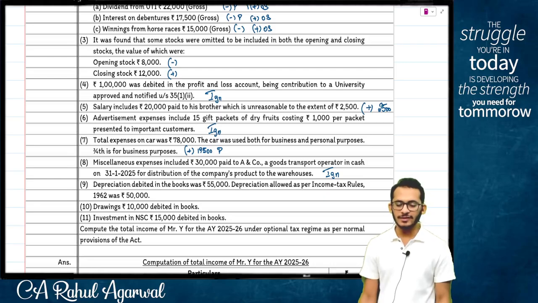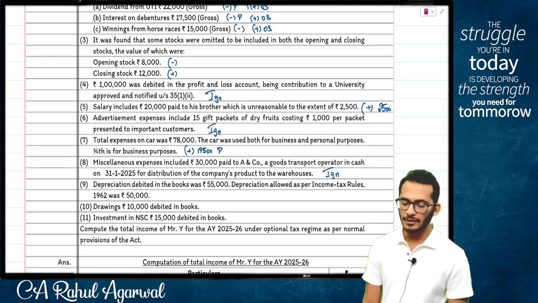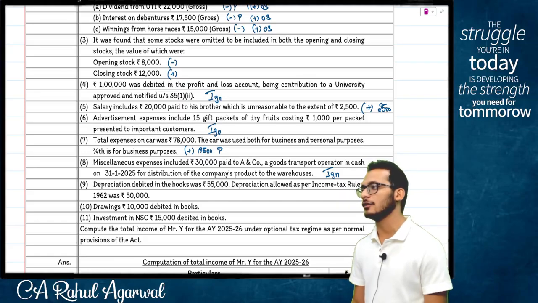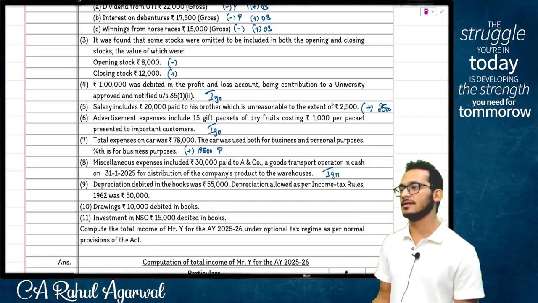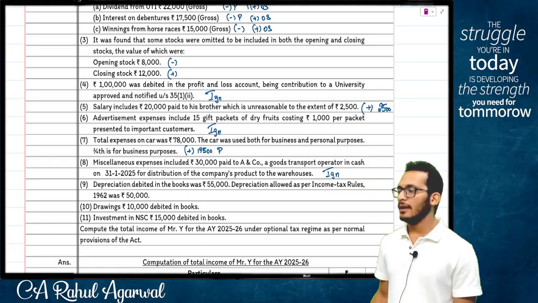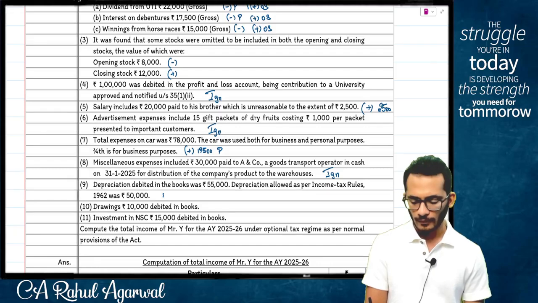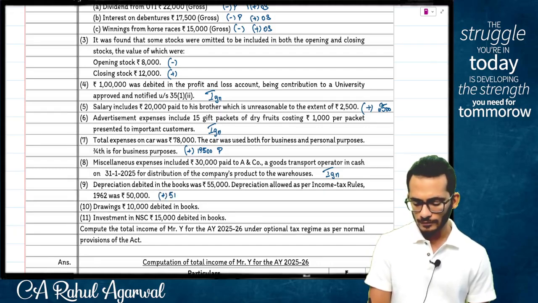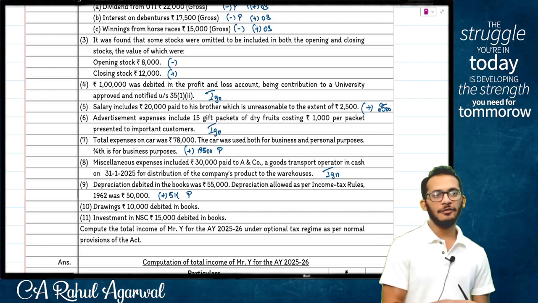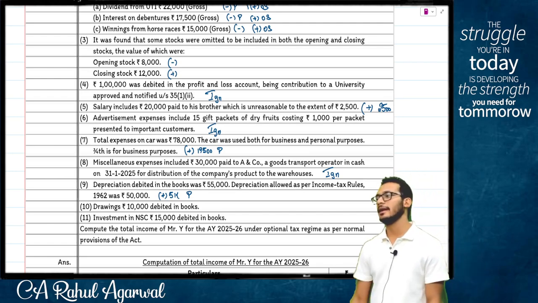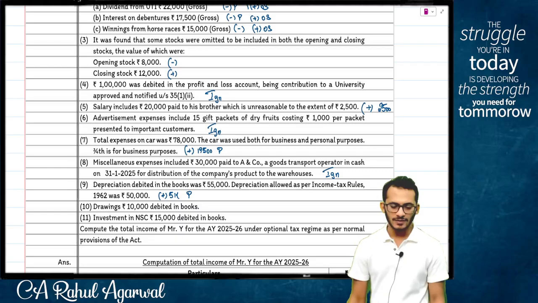Next, depreciation which is debited in books is 55,000. Depreciation allowed as per income tax is 50,000. People, I have debited 55,000. I will first disallow 55,000, and then I'll claim 50,000. Net effect, I can add 5,000. Correct, correct, correct, correct. Next one, people.